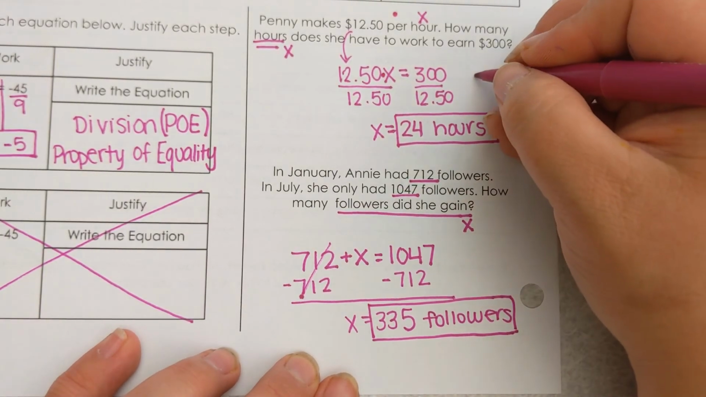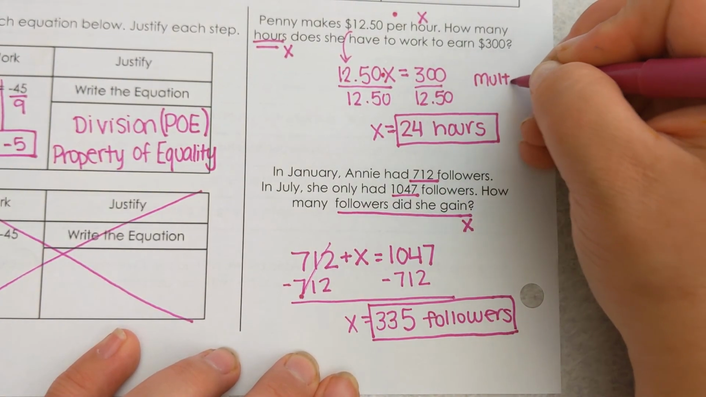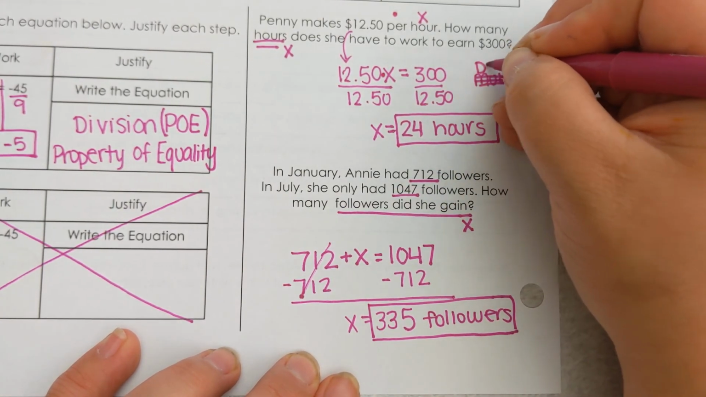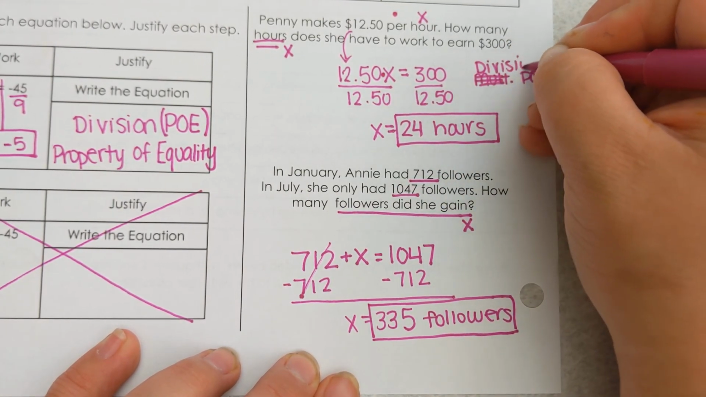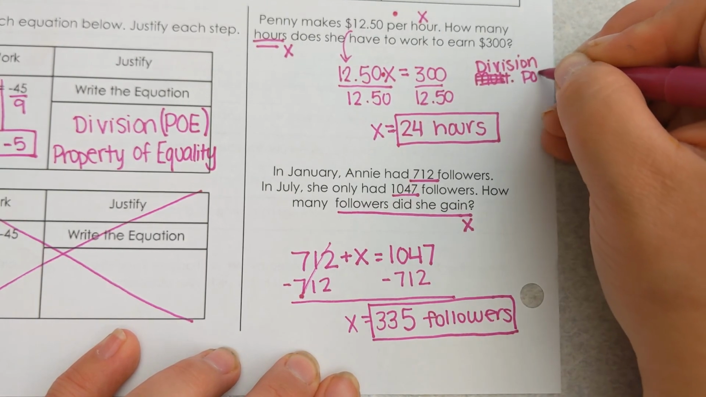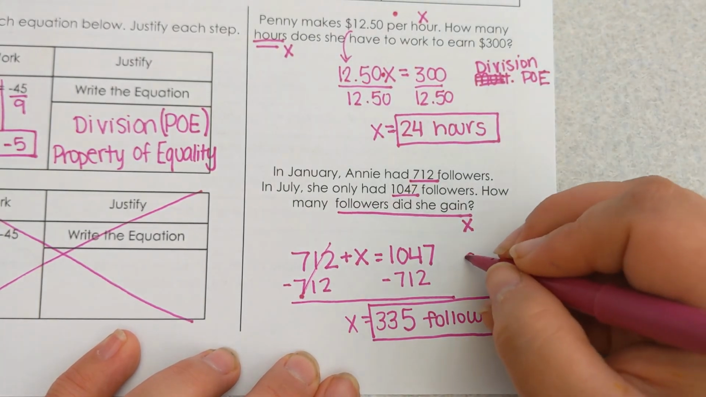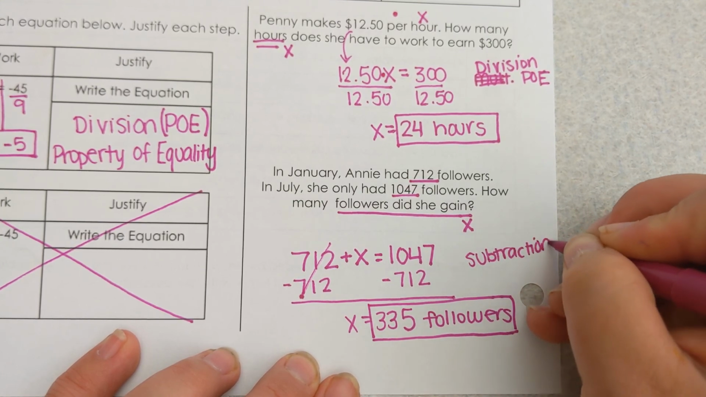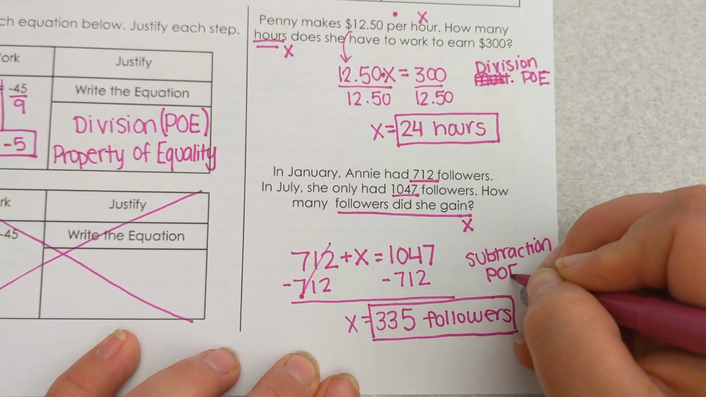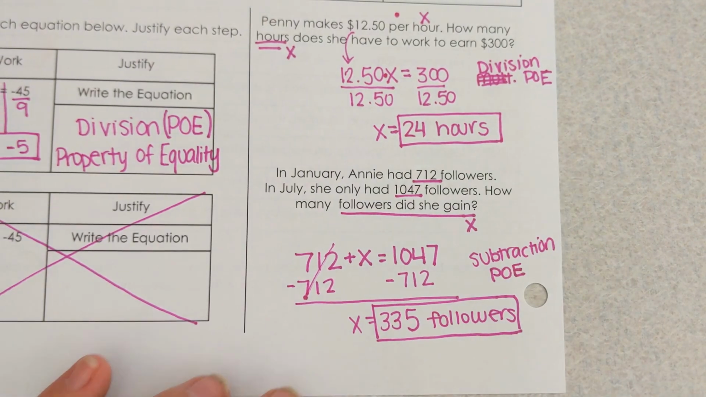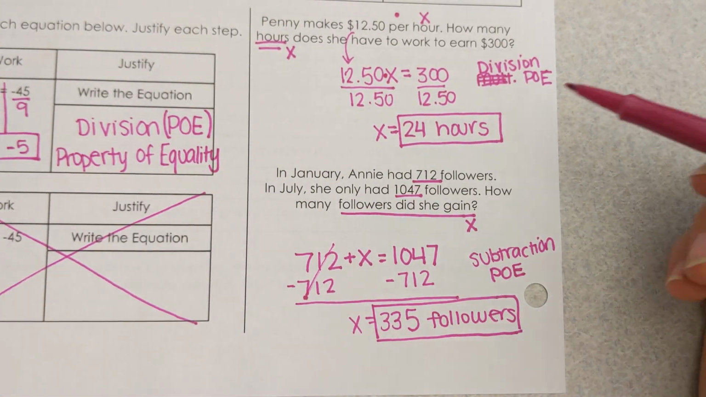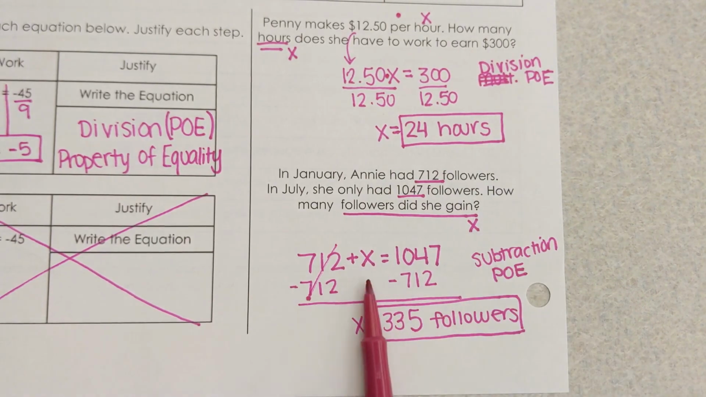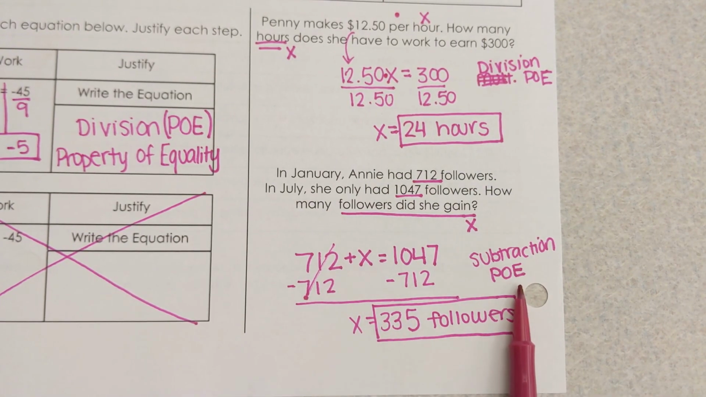Okay, and then up here I'm going to write multiplication property or what? Division property of equality. And subtraction property of equality. You technically don't have to do that because I didn't ask you to, but it's always a good idea to realize, oh, I'm dividing, that's the division property of equality. I'm subtracting, that's the subtraction property of equality.